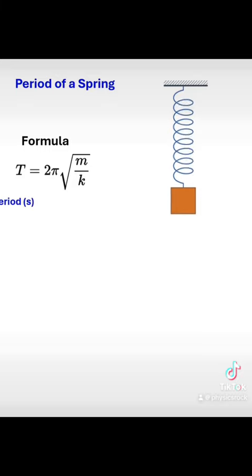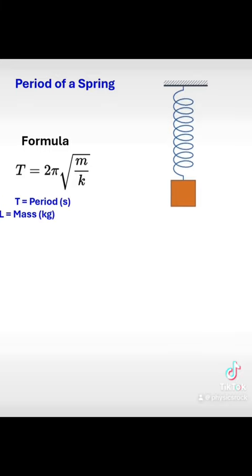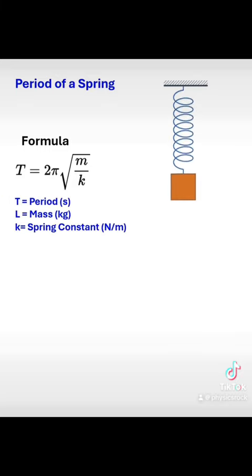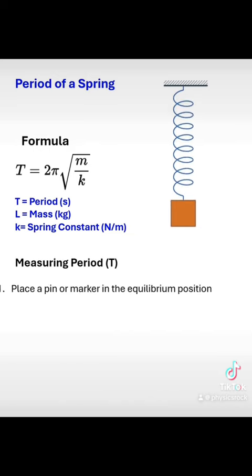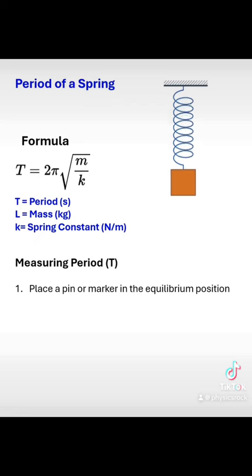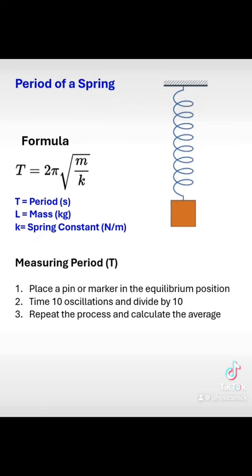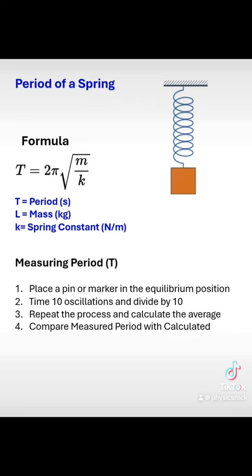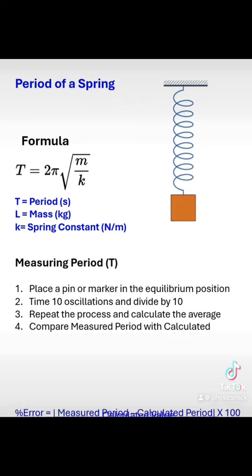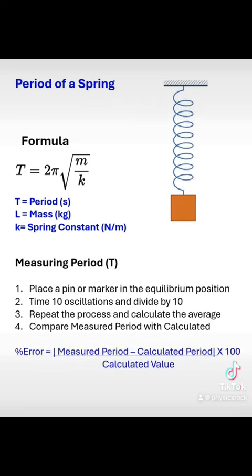To calculate the period of a spring using the formula, you need more information such as the value of the hanging mass and the spring constant. And just like the period of a pendulum, you can also measure the period of a spring by recording the time following these directions, then compare your measured period with the calculated one by determining the percentage of error.